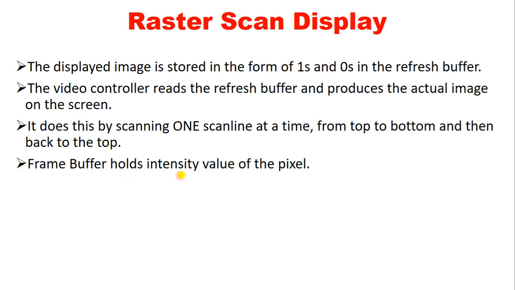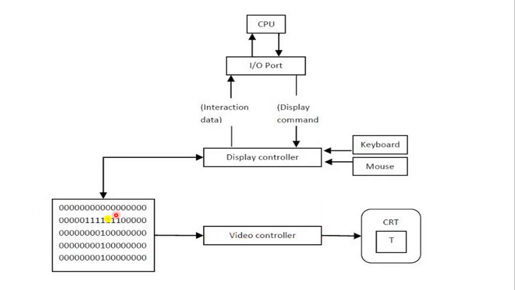So the frame buffer holds the intensity value of the pixel. The video controller will take that information and pass it to the beam, and the beam will strike it on the screen, so the image will be generated.